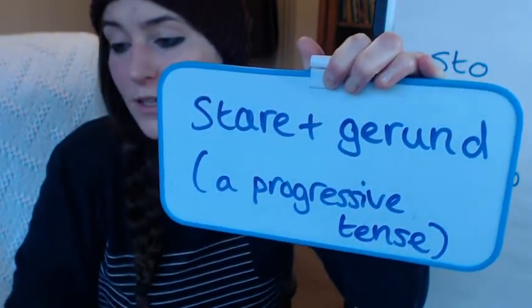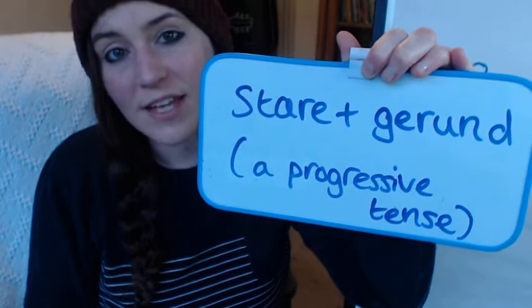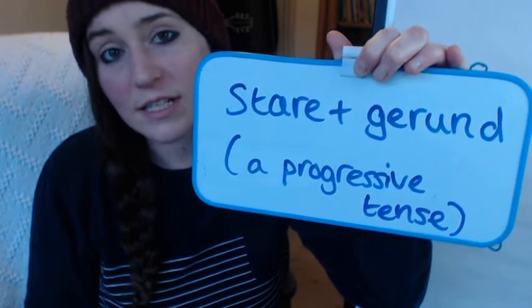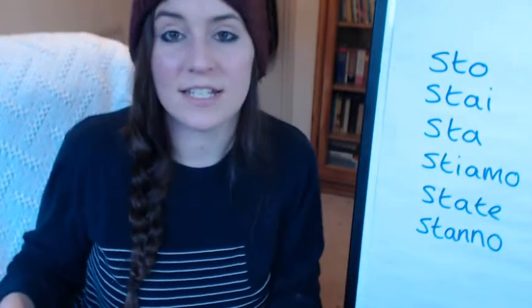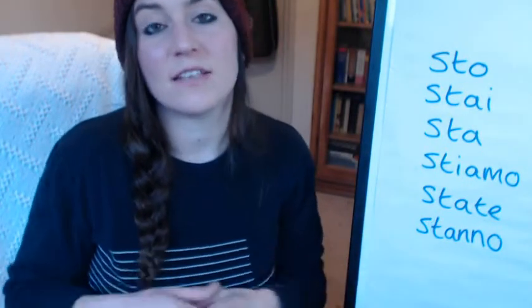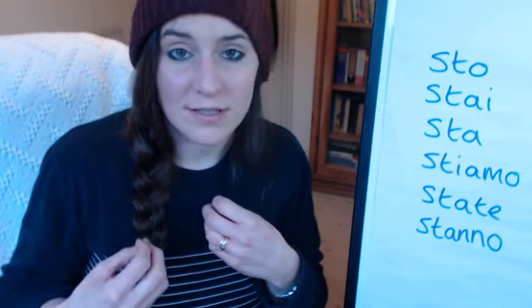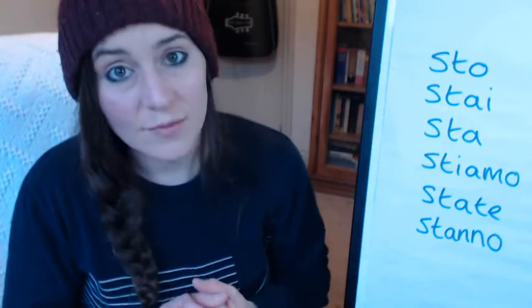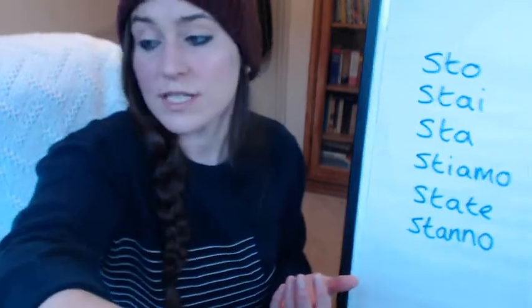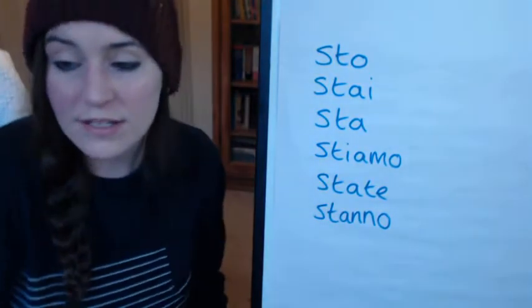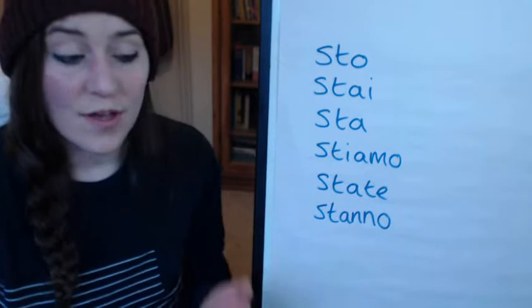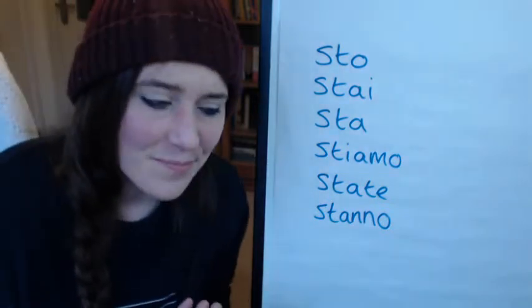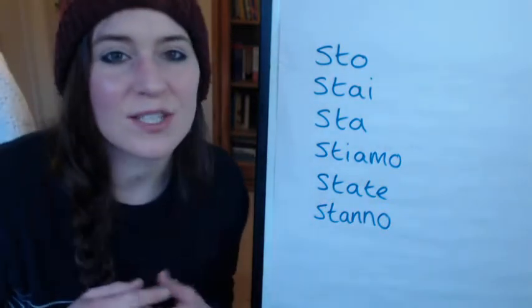So today we're going to talk about a nice little structure in Italian which allows you to talk about or create a progressive tense. So we're going to be talking about the present tense of stare, the verb stare, which you can see is conjugated over here on my little flip chart, plus the Italian gerund. Okay, so what is the gerund? We're going to look at one of its uses today.